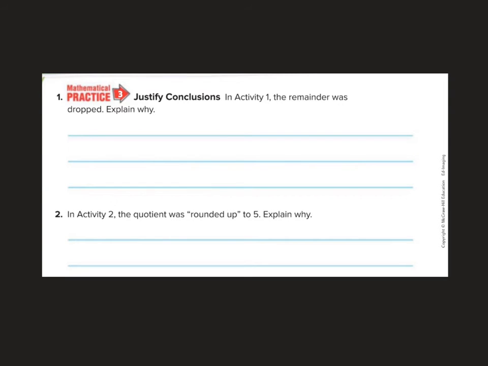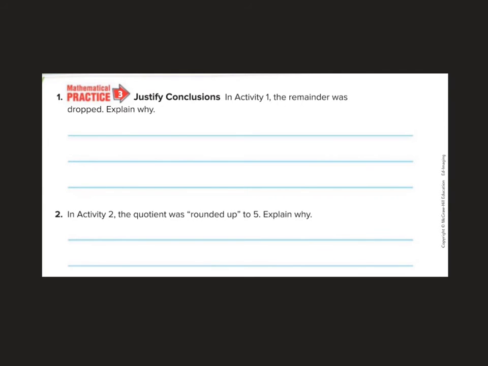It says in activity 1, the remainder was dropped. We didn't care about it. So to remind you, in activity 1, we talked about the cans. There was 1 can left over. Okay, we're just going to leave it in our house, and maybe we'll eat that 1 can. We don't need to figure out what to do with it. We'll just drop it, and we'll say each place can get 15 cans.